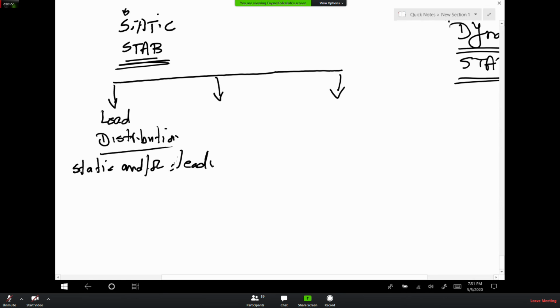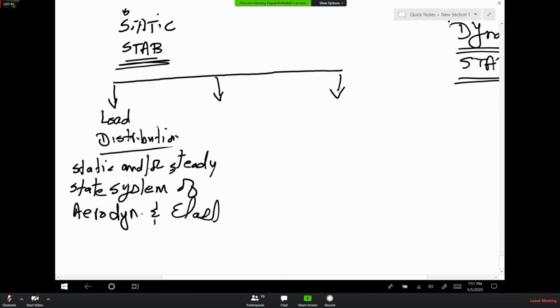Steady, static or steady state system of aerodynamic and elastic loading. So it doesn't have the inertia part. It's just, as we said, static and/or steady state system of aerodynamics and structure and elasticity load.